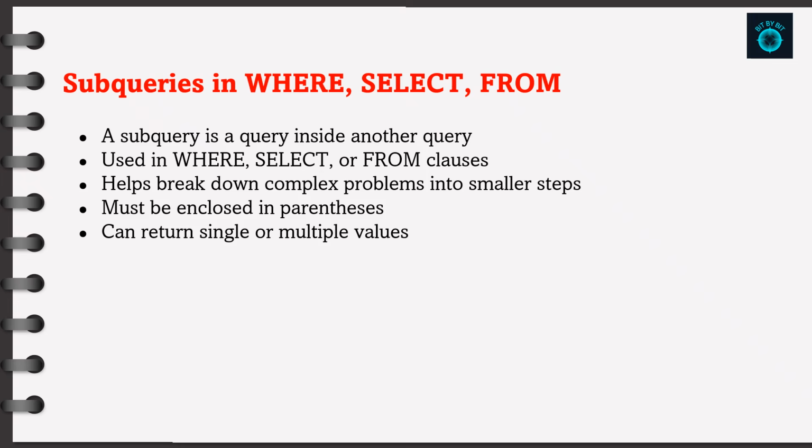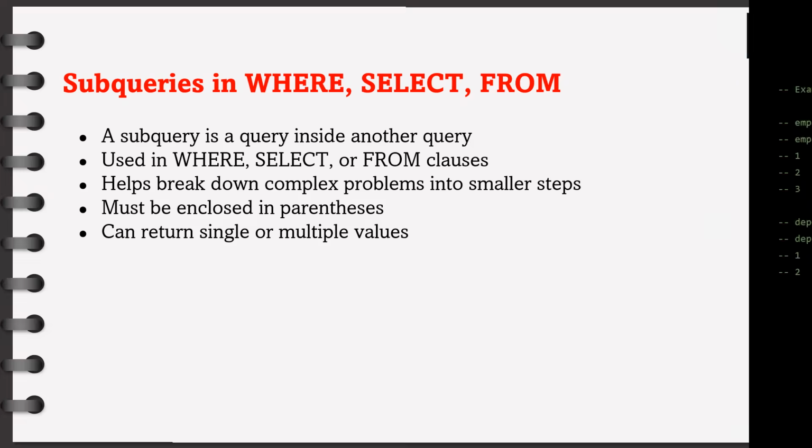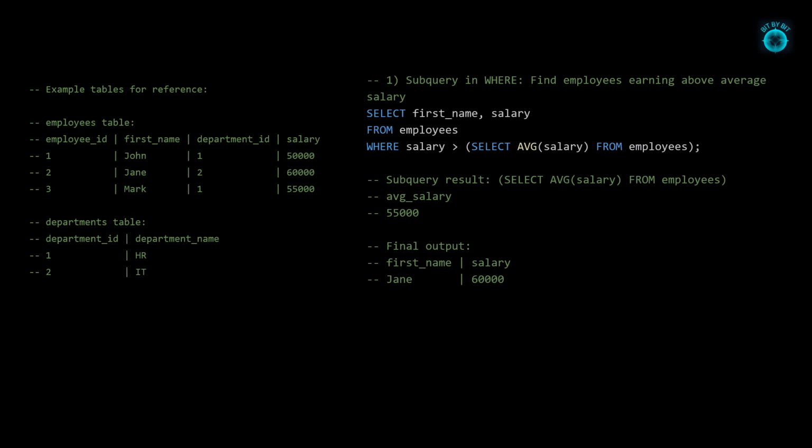Depending on where they are used, subqueries can return a single value, a single column, or even a complete table. In this example, you'll see how subqueries work in all three positions: WHERE, SELECT, and FROM. We start with SELECT first_name, salary FROM employees. That means we want each employee's name and salary.